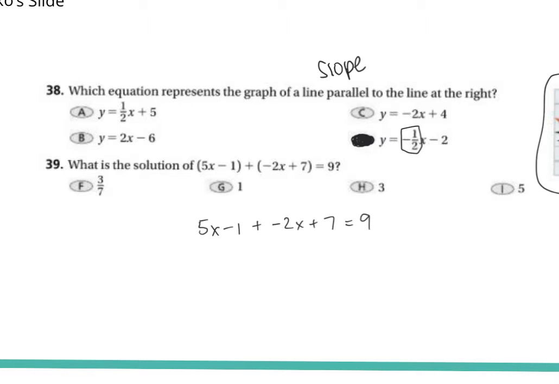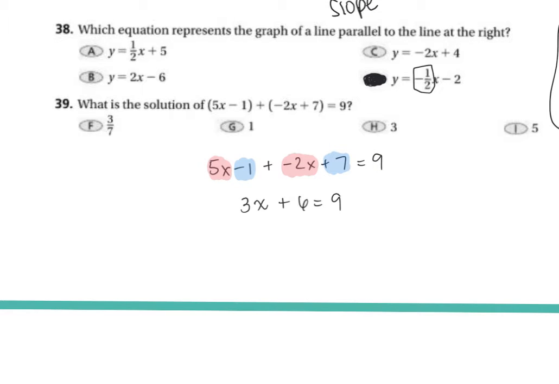Now on the left side, can we combine anything? Good, the x's. So the 5x and the -2x. What else can we combine? The 7 and minus 1. What do we get when we do 5x minus 2x? 3x. Oops, I'm writing in highlighter. 3x. What about 7 minus 1? Just 6 equals 9.